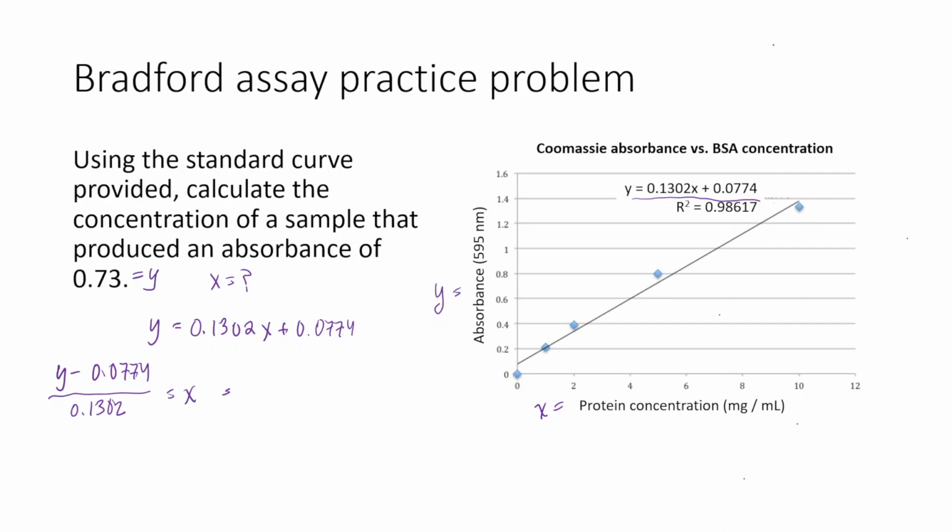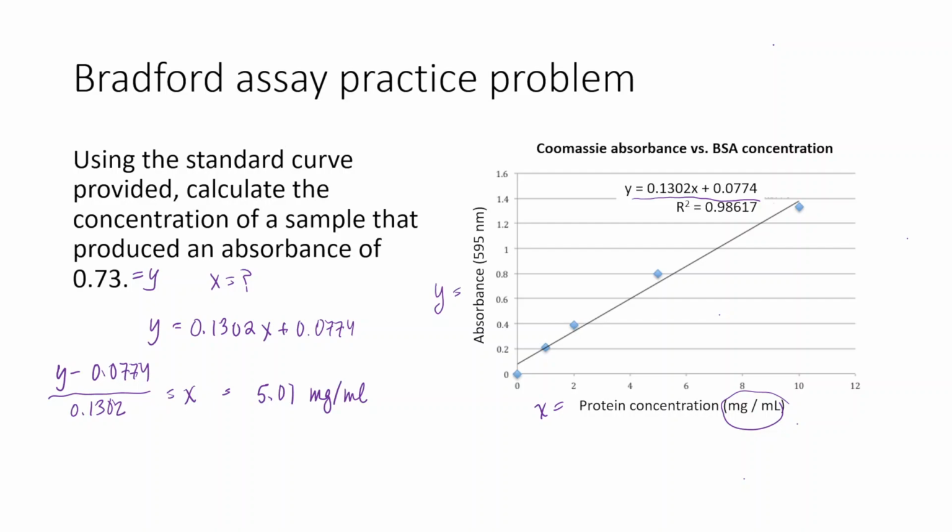Yeah, exactly. So it's about 5.01 milligrams per milliliter. How did you know that those were the units? Exactly, it's the same units as whatever your standards were in. That's what x is. The units of x, in this case, are milligrams per milliliter. It's a pretty common unit for protein concentration. And you can also just visually confirm this by plotting it out.